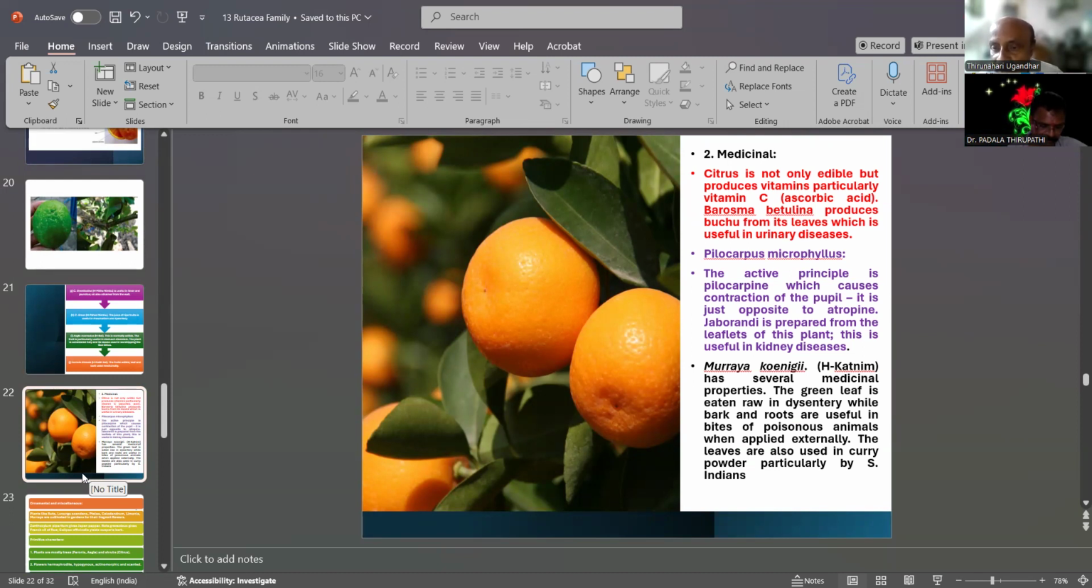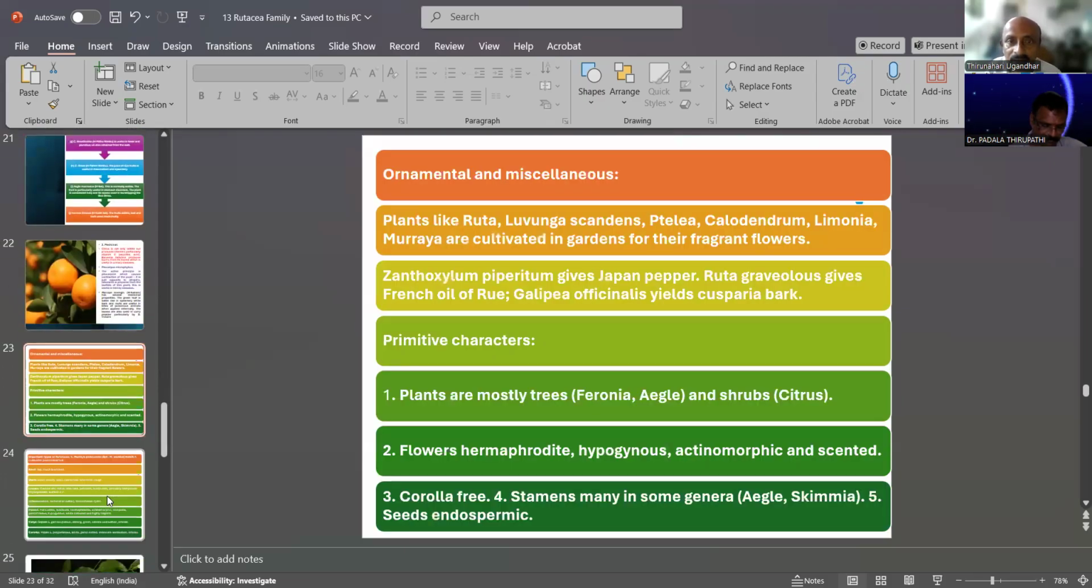Then Murraya koenigii has several medicinal properties. The green leaf is eaten raw for dysentery, while bark and roots are useful against bites of poisonous animals when applied. The leaves are also used for curry powder, particularly by South Indians. This is the medicinal value of the plant, but there are also ornamental plants, called miscellaneous.